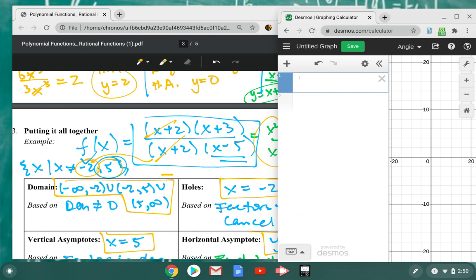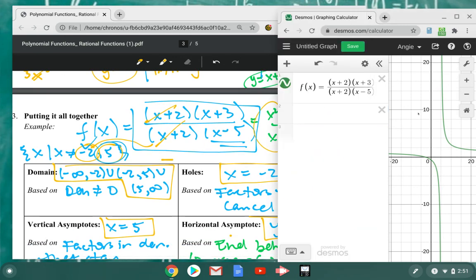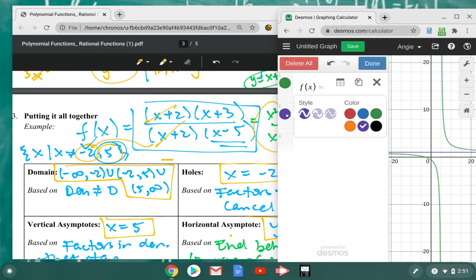So f of x is equal to, give myself a rational function here, x plus 2 over x plus 3. You could certainly do the other form, x plus 2 over x minus 5. It's also a great idea to type in your horizontal asymptote. That was y equals 1. Let's make sure that we had that right. y equals 1, and I'm going to make this dotted. Okay, let's take a look.